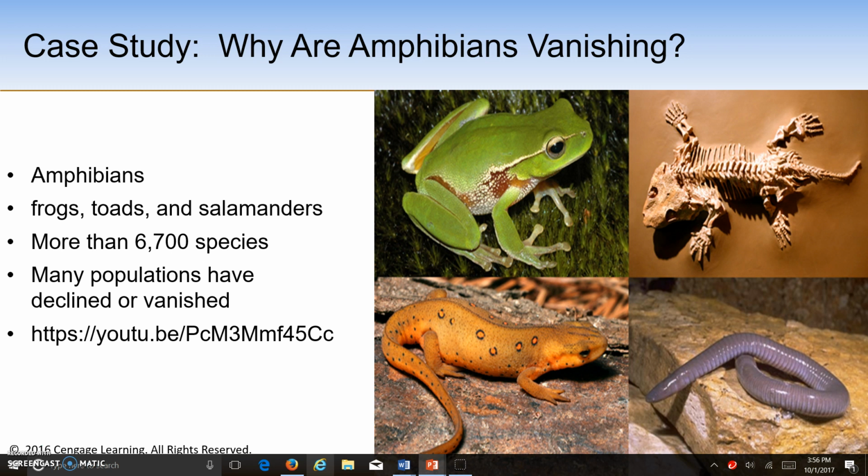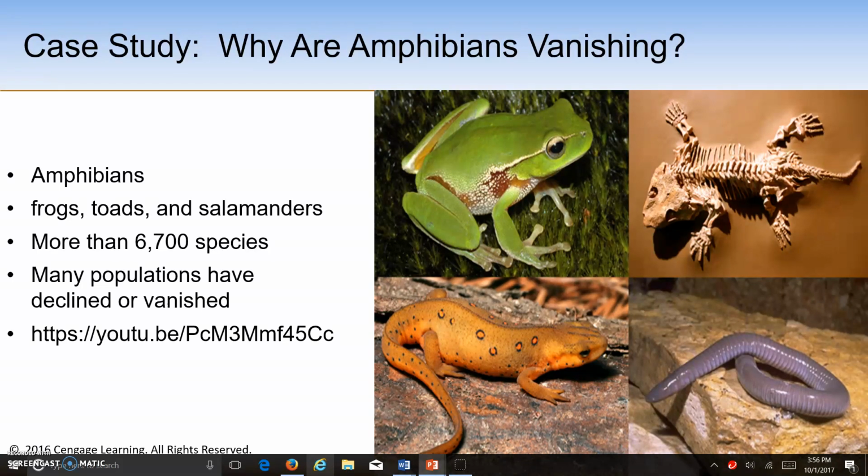Over 32% of amphibians are listed as globally endangered. By comparison, just 12% of all bird species and 23% of all mammal species are considered threatened. Hence, there are more issues with population decline with amphibians than there are with birds and mammals.